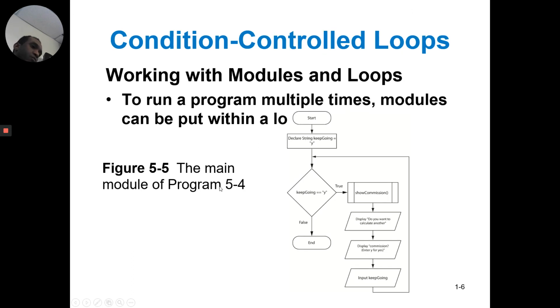You have conditional control loops, so working with modules and loops. To run a program multiple times, a module can be put within a loop. Module means a function, some part of code that belongs together. So here you have a start, and as part of the assignments we'll be going over functions and modules. Then you declare a string, keep going. If the answer for keep going is yes, then you execute that module or function, and then you calculate or do whatever you want with that function. If it's false, it will end that loop.